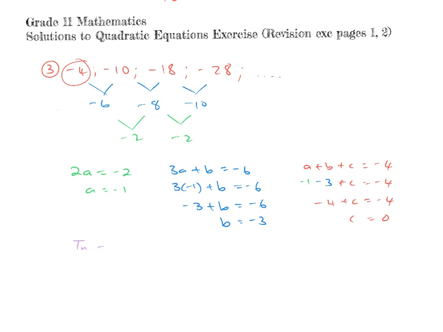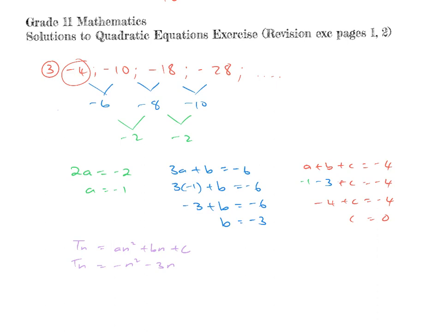Therefore, Tn is equal to an squared plus bn plus c. And we know what a is. It's minus 1, so minus n squared. b is equal to minus 3, so it's minus 3n. And c is 0. For those strange ones, you can put there plus 0.